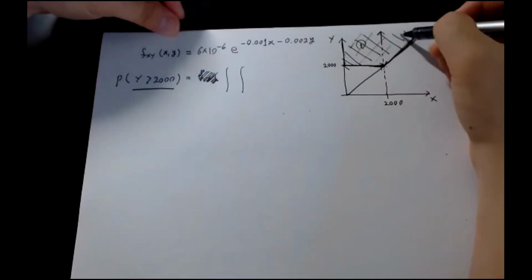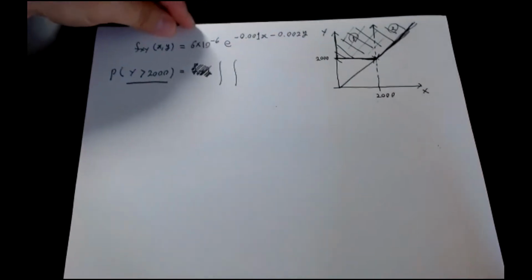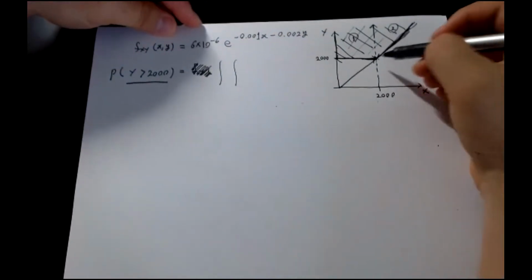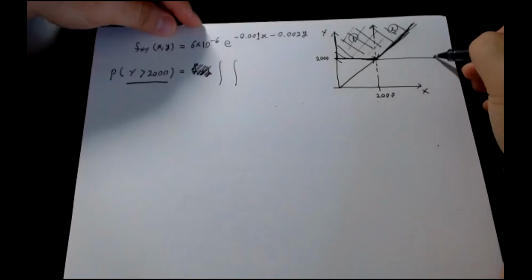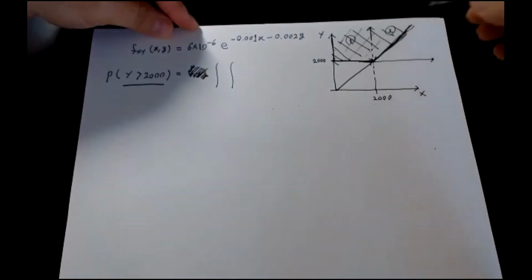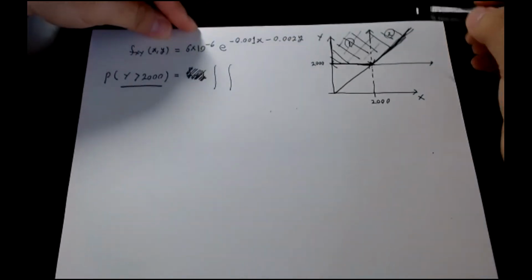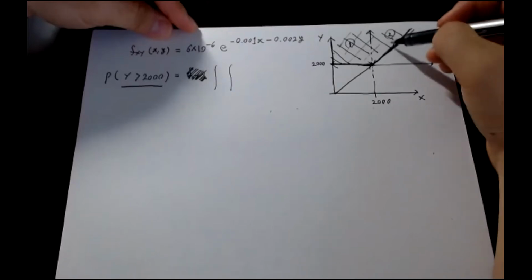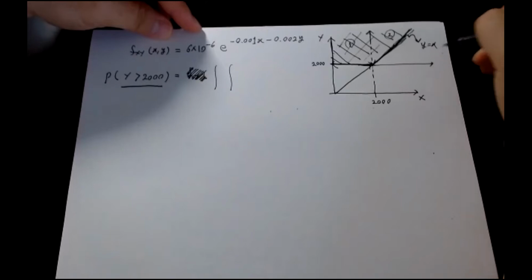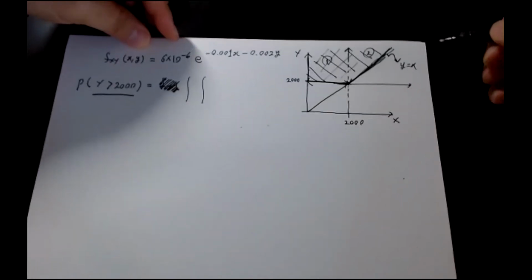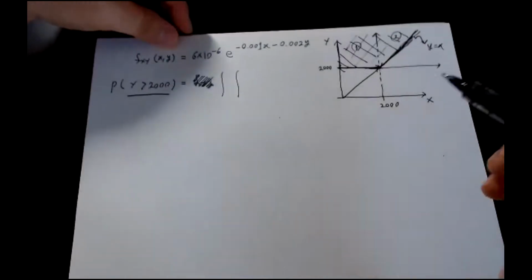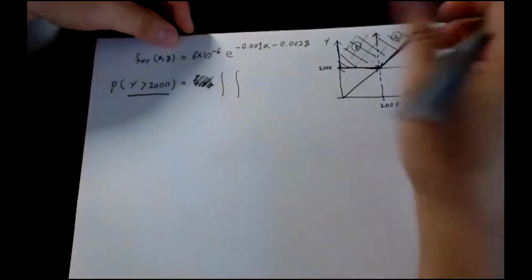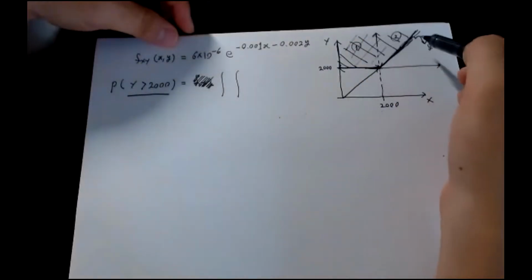That's region 1. For region 2, the limits of integration for x are going to be 2000 to infinity. The limits of integration for y are going to be x to infinity, because the equation of that line is y equals x. Remember that. So we divide the region into two subregions here.